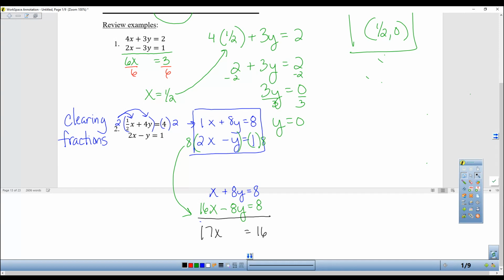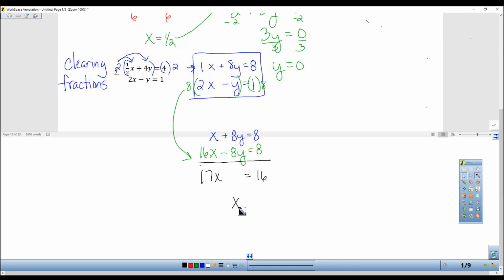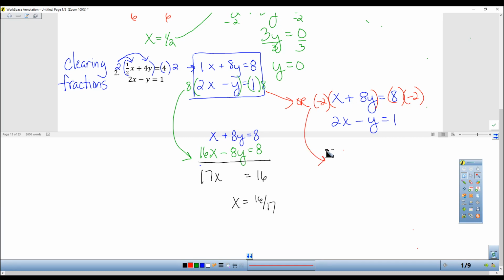Hopefully you remember this concept from Algebra 1 and it's coming back to you. 16 over 17. Okay? Or you could have multiplied the top one. So I'm going to just rewrite them, give you a different way of doing it. And 2x minus y is equal to 1. I'm going to give you some choices here. I could have multiplied the top one by negative 2. Now you do have to make it negative if you choose to do this, because you want them to cancel when you add them together.